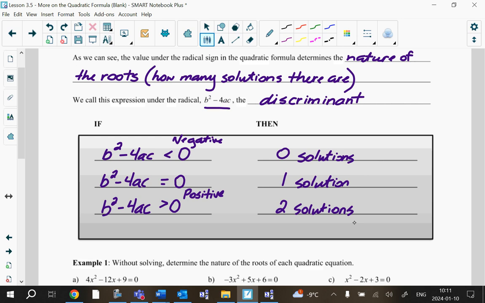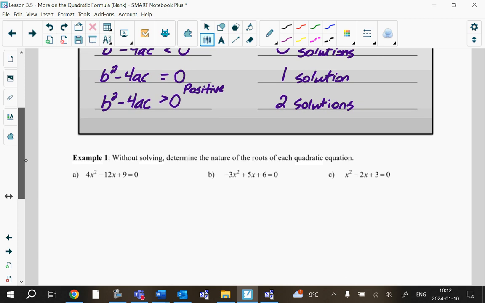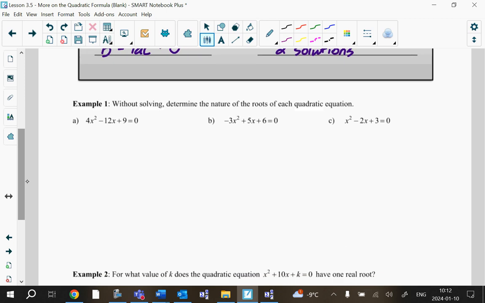So let's just look at a few more examples. We are asked, without solving, determine the nature of the roots. What that means is how many solutions. So we don't have to do the whole thing. We only have to do the part underneath the square root of the quadratic formula.